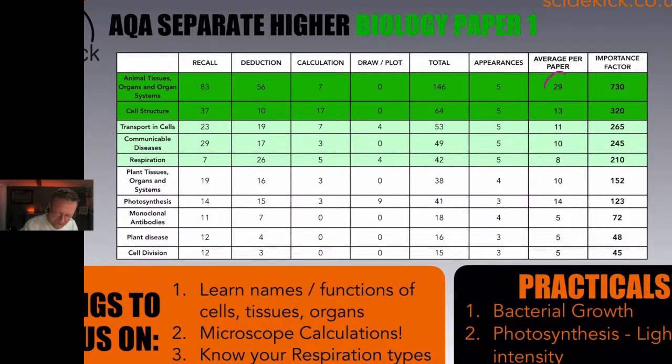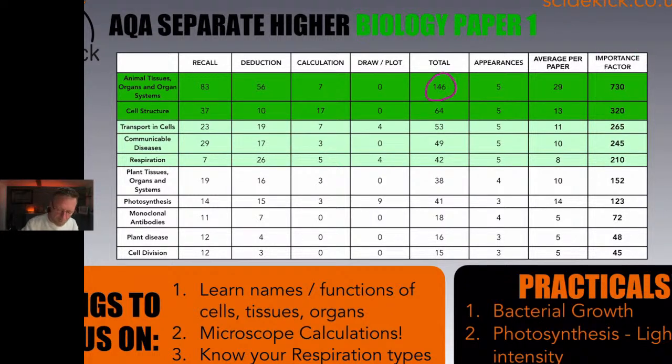And then this is the average number of marks for that topic per paper. So remember, it's an average. It means this could have been 35 one year and 10 the next, but an average is a good indicator of where you should put your efforts when it comes to revising. Now, the last thing I've done here is make an importance factor.